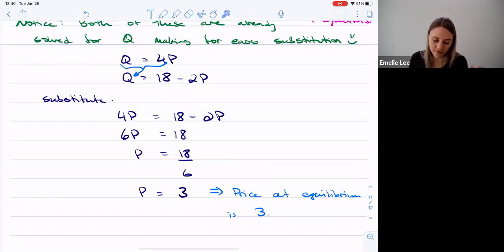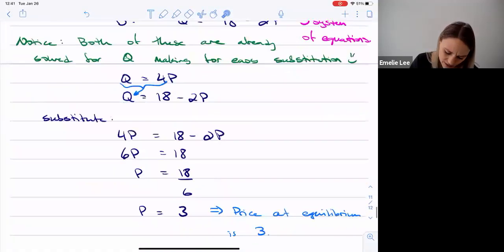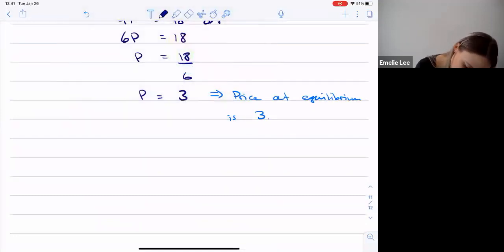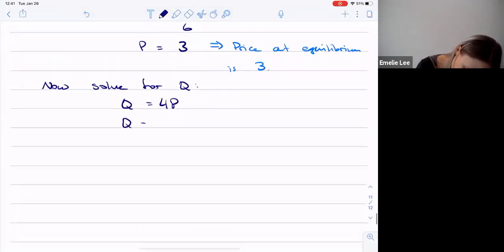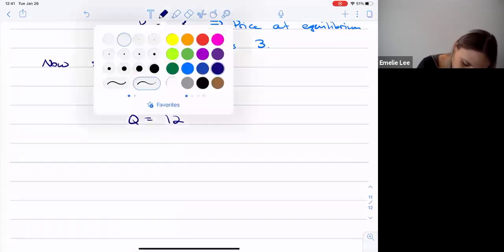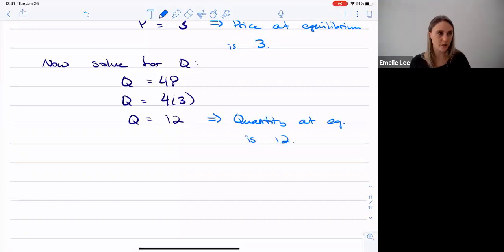So if the price is 3, then the quantity, for the supply curve, is going to be 4 times P, right? And the demand curve, they should end up being the same, right? This is the point of intersection, but you should plug them into both of these just to make sure that you did it right, right? And so Q, now solve for Q. So Q equals 4P, so Q must be 4 times 3. So the quantity must be 12 at equilibrium. I'll just use EQ.